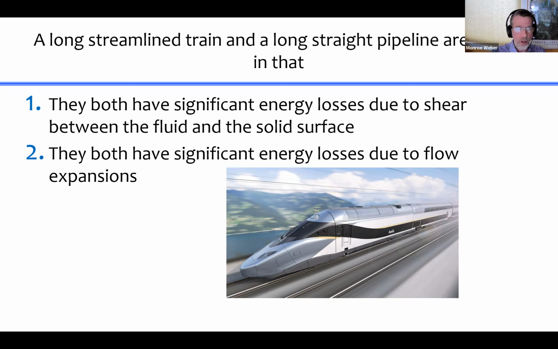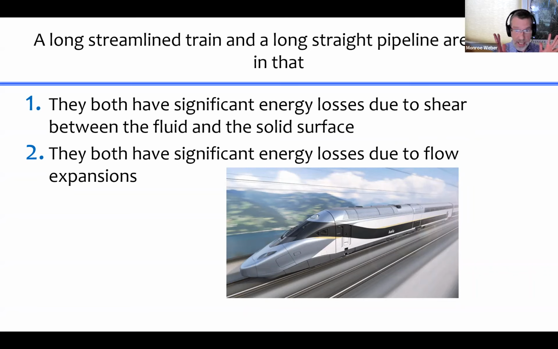So who wants to vote for 1? Raise your hand, 1. Don't be shy. And I'm seeing 1, 2, 3, 4. Boy, it's hard to count on Zoom. Do you figure it out, Claire? Around 12. Okay. And now for number 2, they both have significant energy losses due to flow expansions. Who wants to vote for that one? Three or 4 or so. Okay, so science by consensus wins in this case.